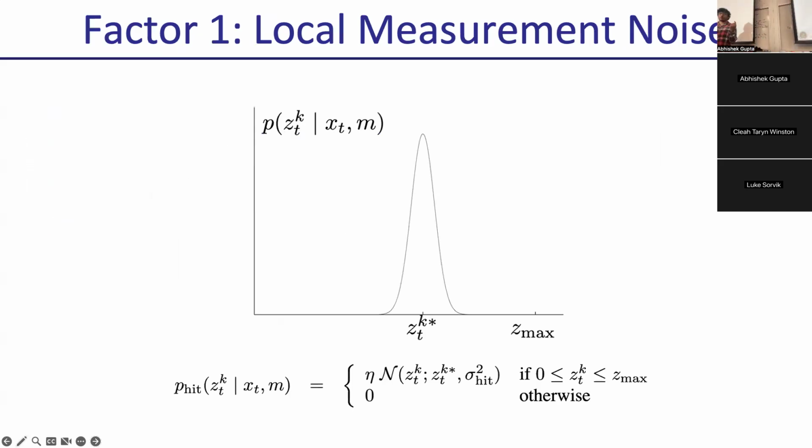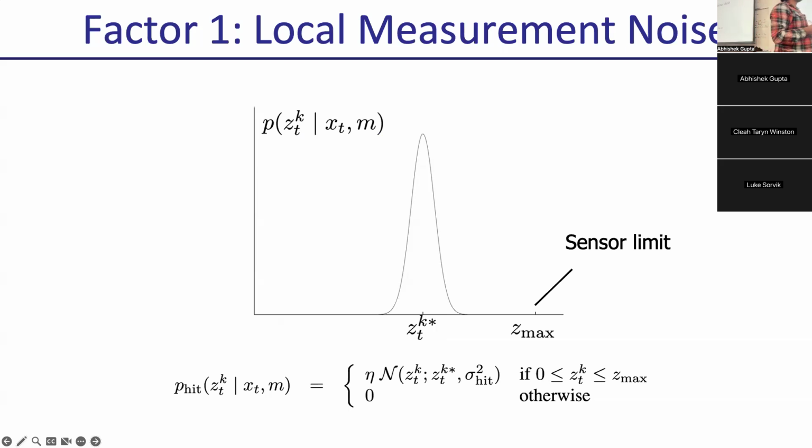So let's try to look at the 4 different factors of noise. The first is to assume that our true distance is z_t^k*, right? And so we're going to say around the true distance z_t^k*, you're going to have a Gaussian, centered around z_t^k* with some variance. So you're just going to say there's going to be some Gaussian noise around the true measurement. That's the first source of noise, just because of local measurement error.